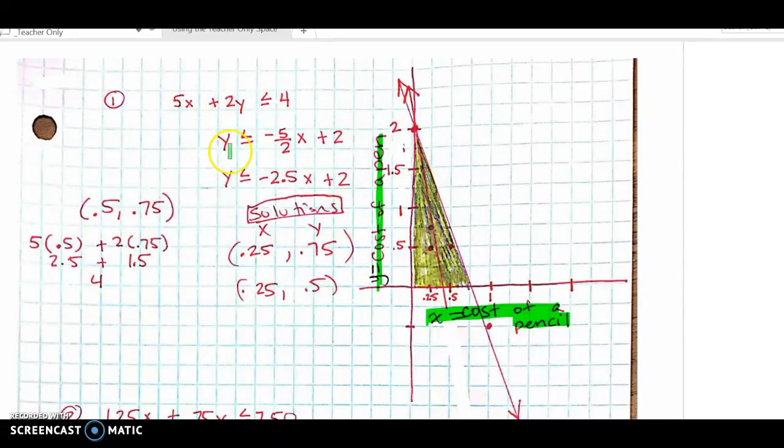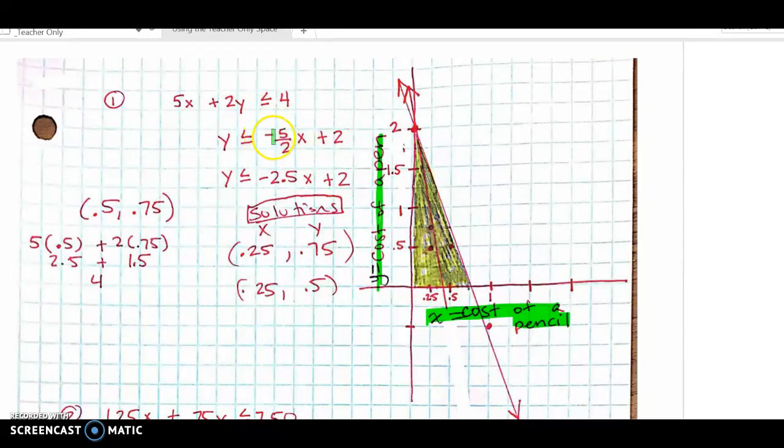Notice when we put this into slope-intercept form, we subtracted 5x. That's why it's negative 5x. We divided by positive 2. 4 divided by 2 is my y-intercept. Negative 5 over 2 is my slope.